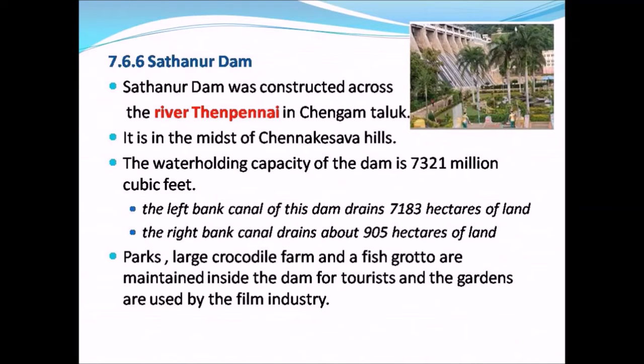Sathanur Dam irrigates the land in Tantrampet and Tiruvannamalai blocks. The left side canal of the dam irrigates about 7,183 hectares of land, and the right bank canal irrigates about 905 hectares of land. Canal means a small artificial way constructed to convey water for irrigation. The water holding capacity of the dam is 7,321 million cubic feet. That is, the full holding capacity of the dam is 119 feet.